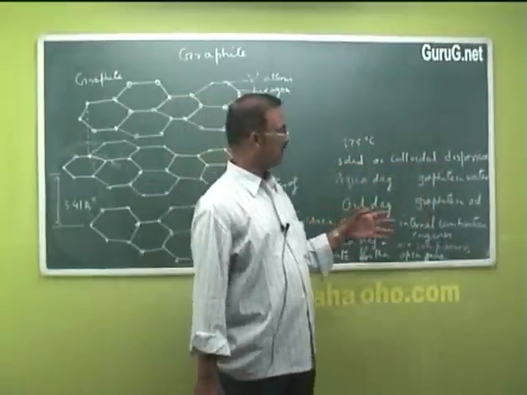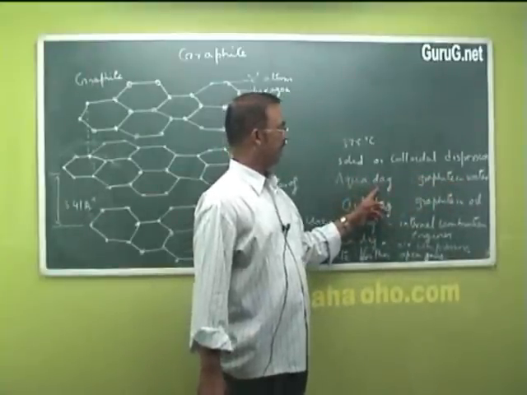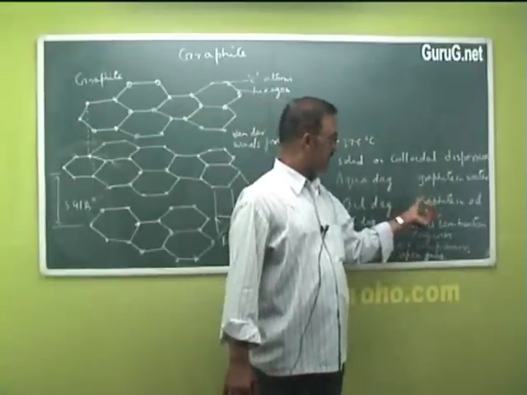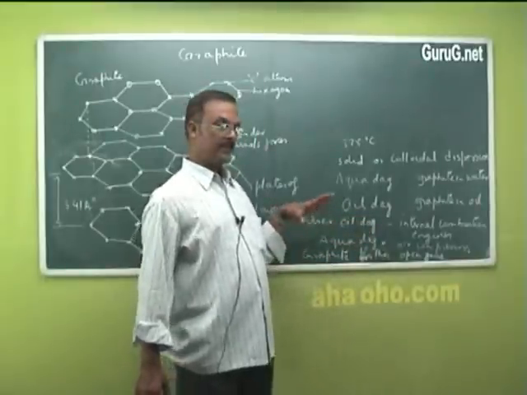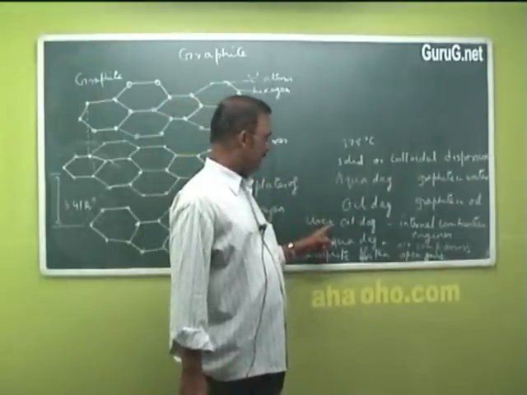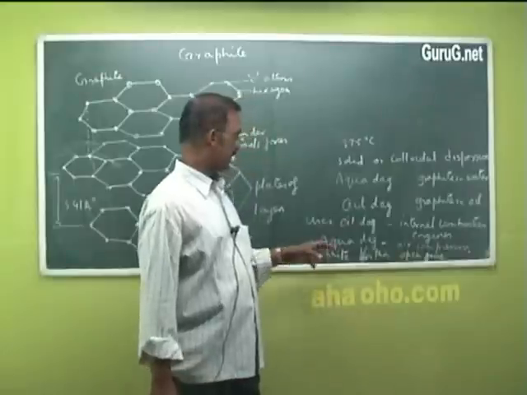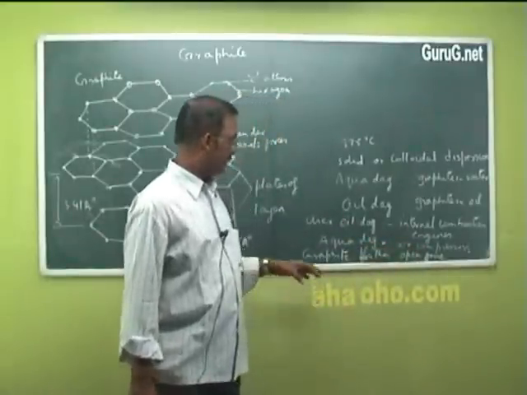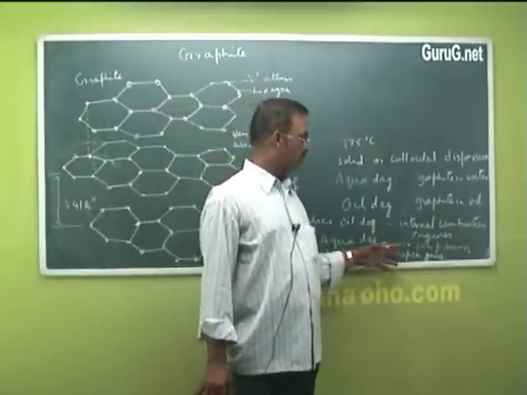A colloidal dispersion of graphite dispersed in water is known as aqua dag, whereas graphite dispersed in oil is known as oil dag. Coming to the uses of graphite, oil dag is used in internal combustion engines, whereas aqua dag is used in air compressors. And graphite as such is used as a lubricant in lathes and in open gears.